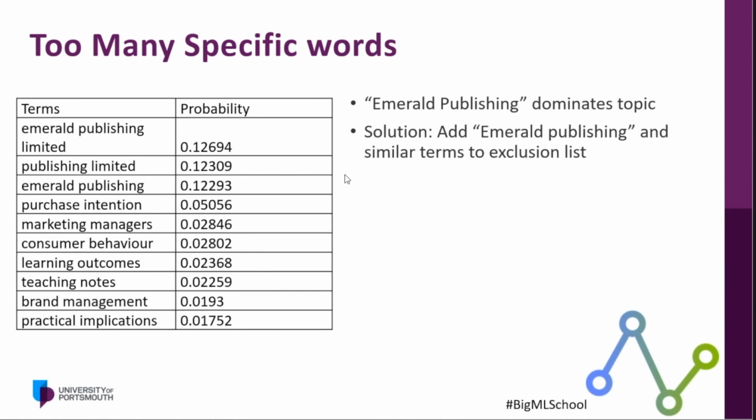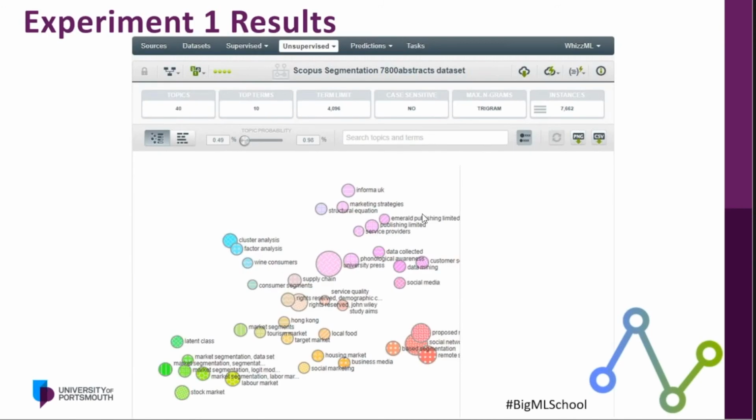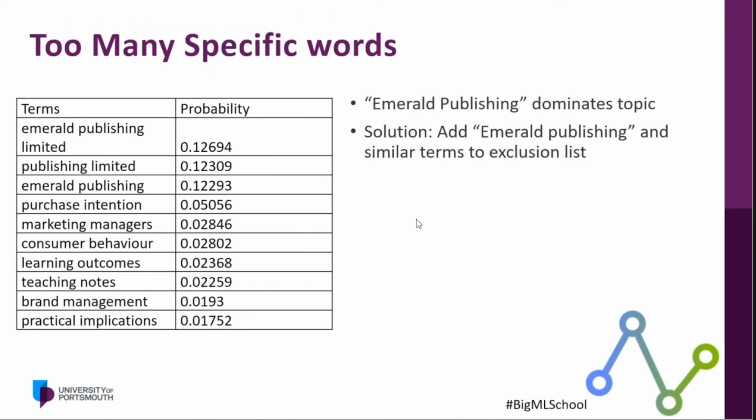And we found that there were too many specific words. So you look at the topics overview, there's one, Emerald Publishing. So if I go to the previous screen, that's that. That's not a topic that was useful to the students studying customer segmentation, so we didn't bother with that. We added those to the stop word exclusion list so we could remove them. So too many specific words.